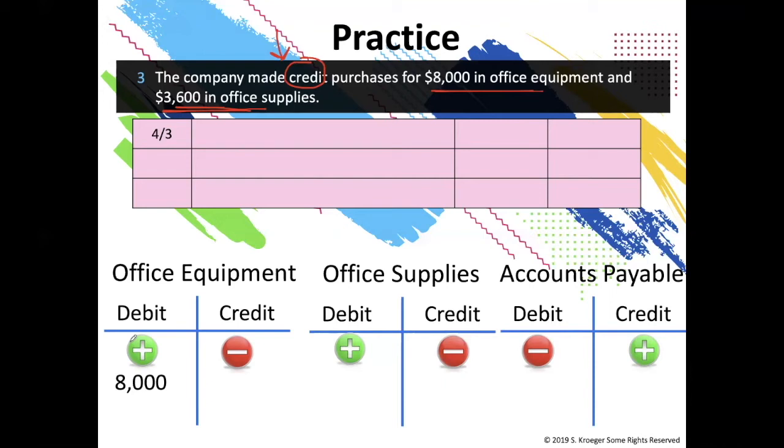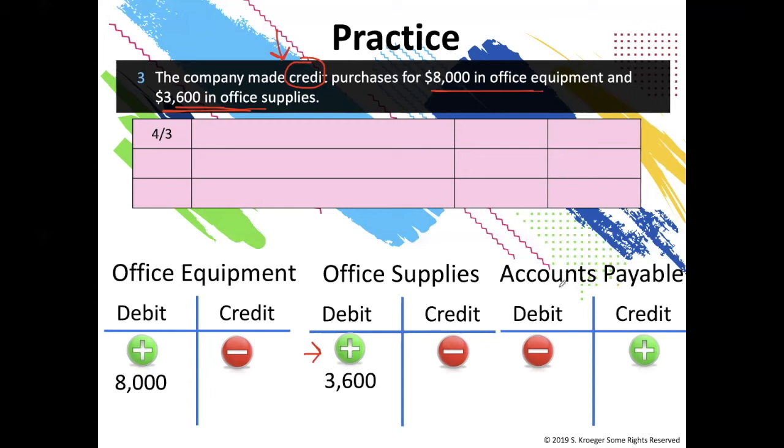If we ever sell it or dispose of it, or it just gets used too much, then we will credit it to take it off our books. Office supplies. Are we getting office supplies or are we getting rid of office supplies? We are getting it. Therefore, it would also be positive. We're going to use the positive side, the debit side, because this account is increasing.